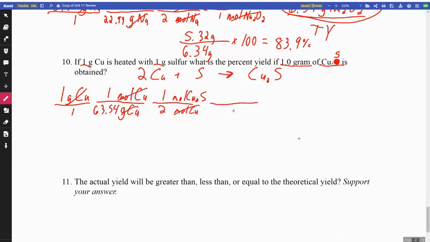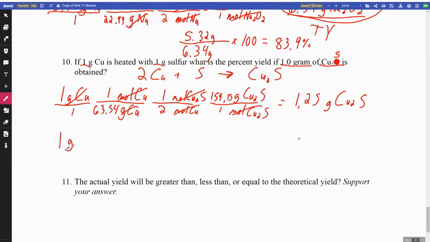We keep going. Moles of Cu2S. Grams of Cu2S. 1 in front of moles. Molar mass in front of grams. Moles cancel out. We're left with grams. That's where we want to be. And we get 1.25 grams Cu2S. All right, now we do the same thing for grams of sulfur.